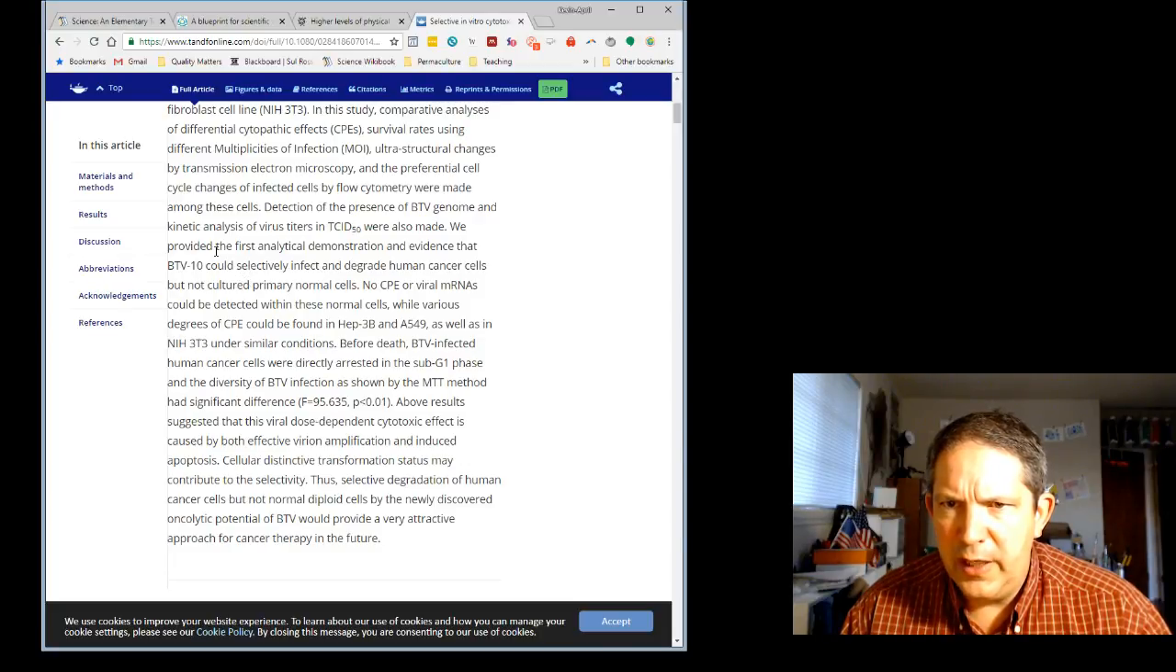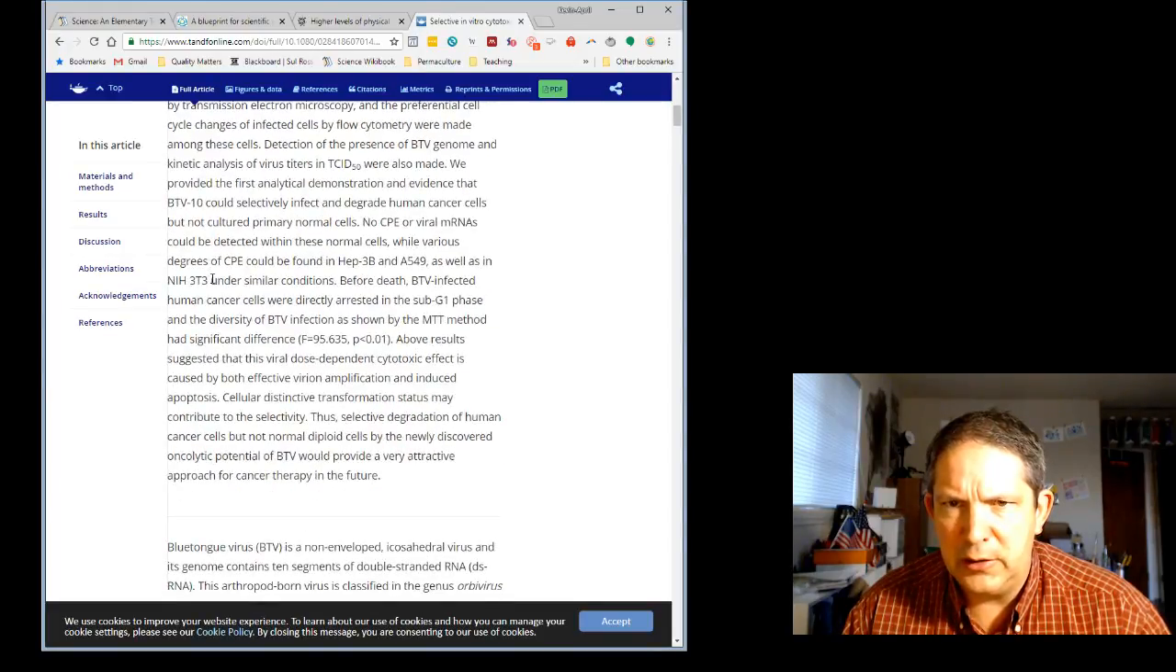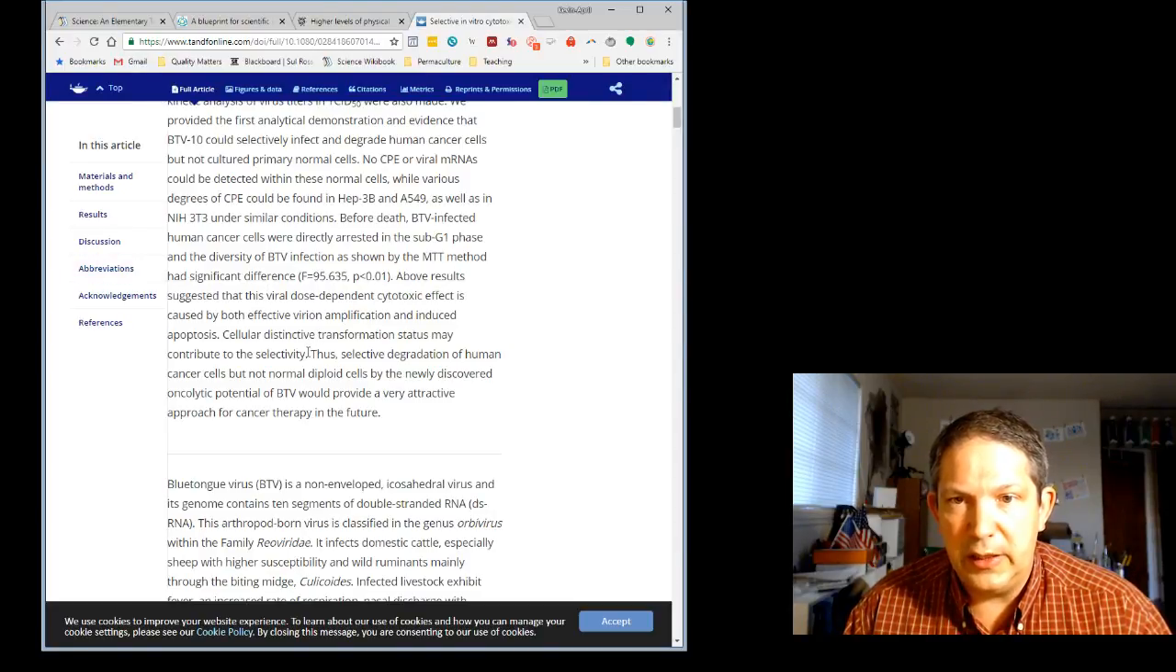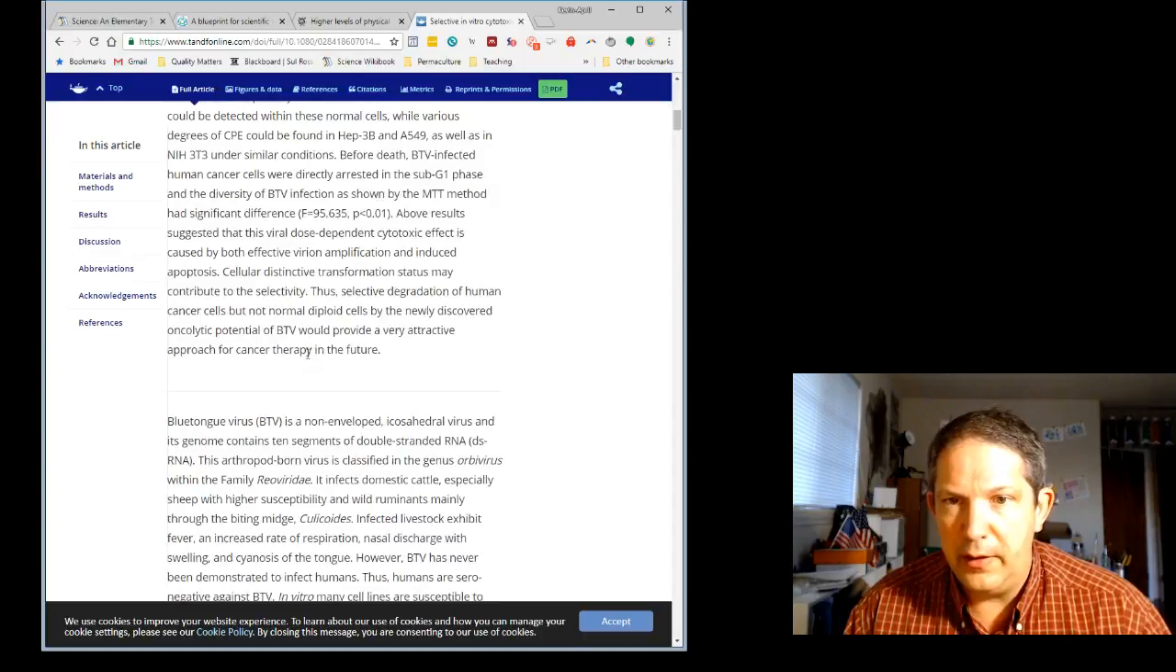We provided the first analytical demonstration and evidence that blue tongue virus 10 could selectively infect and degrade human cancer cells, but not cultured primary normal cells. So in other words, it just kills cancer cells, not normal cells. And they studied the cells, how did it do it?